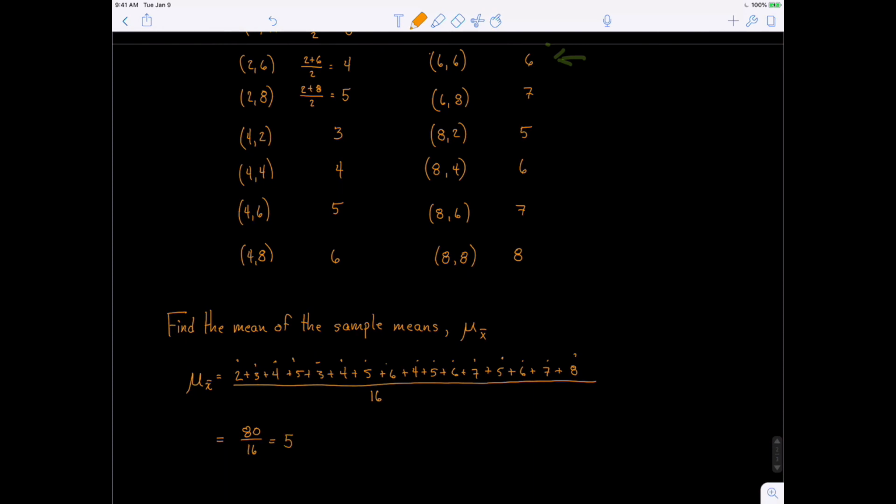But wait a minute. Notice that that is exactly the same mean as we found up above when we just called it the mean of the population. Remember the 2, 4, 6, and 8. Wow. All right, we're going to stop at this point, and in the next video, we're going to make a frequency distribution and use that to find the standard deviation of our sample means. We'll see you in the next video. Thanks for watching.